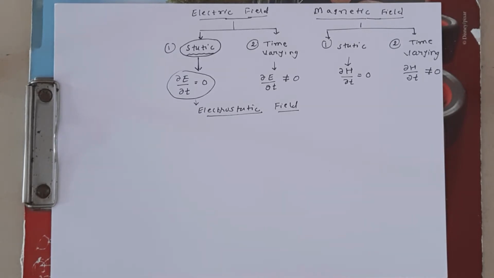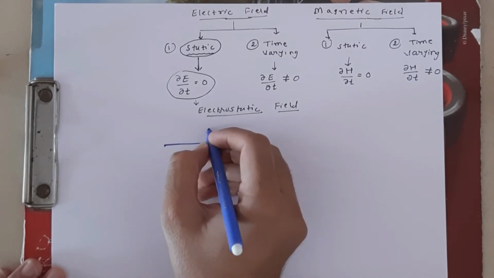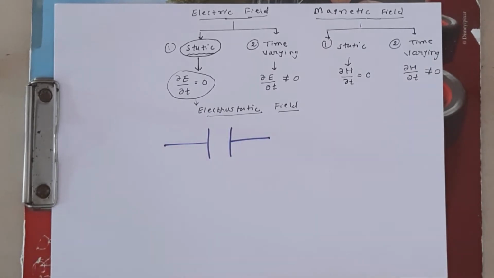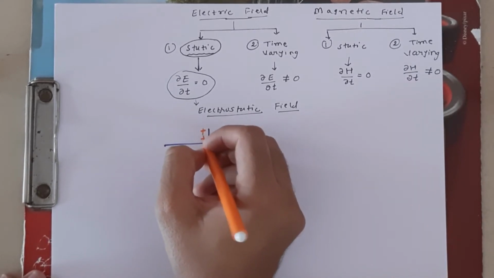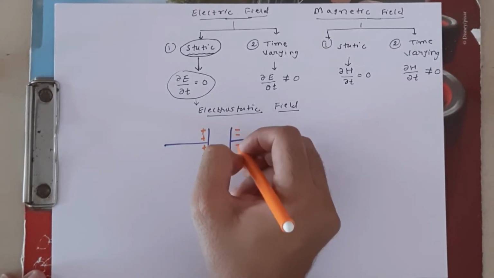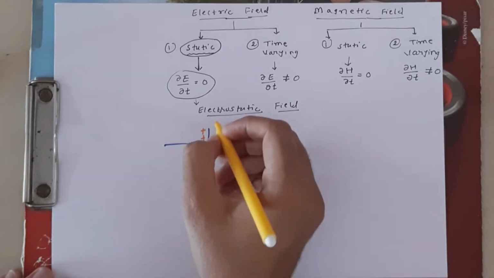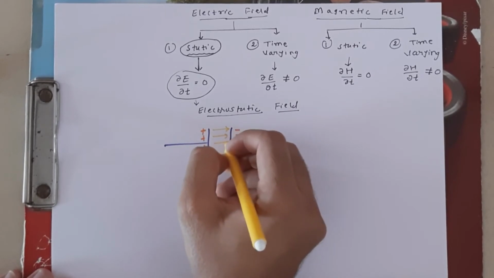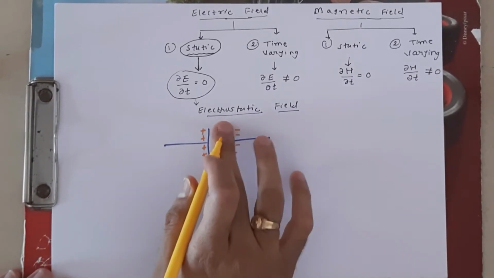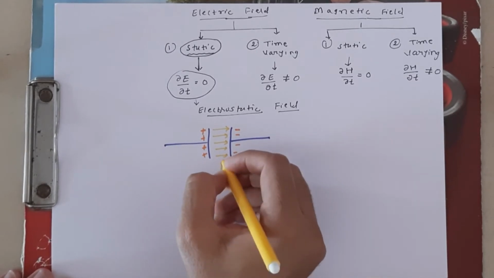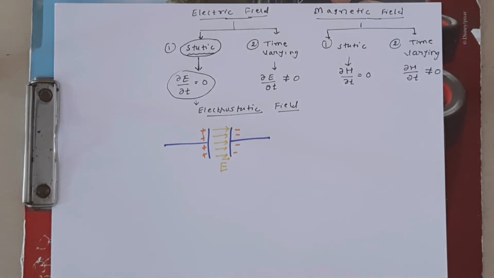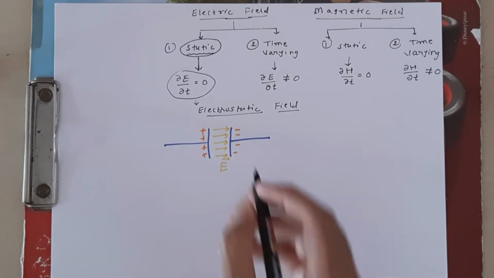Let us take the simple concept of a capacitor. As electronics engineers we know what a capacitor is. A capacitor is nothing but two parallel plates separated by some distance d. One plate has a positive charge and the other plate has an equal amount of negative charge. Now the field is generated from the positive to the negative side. Between the two plates is a dielectric medium, and electric field E is generated from the positive plate to the negative plate.